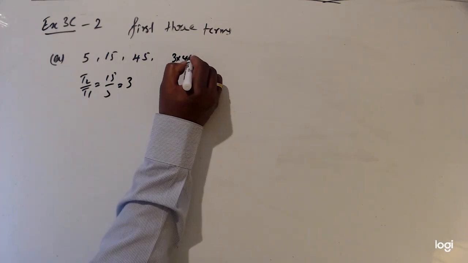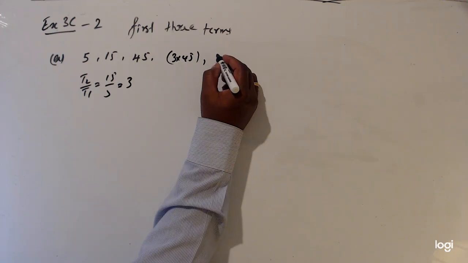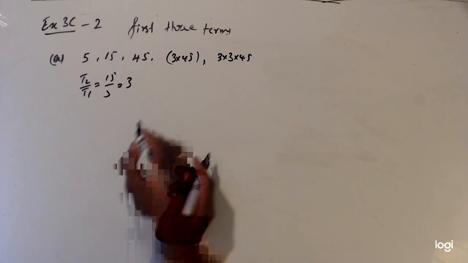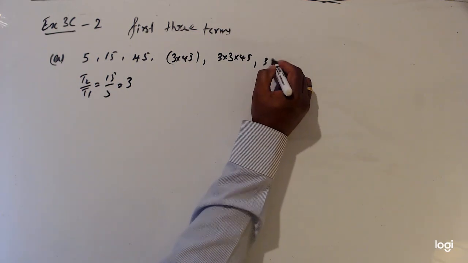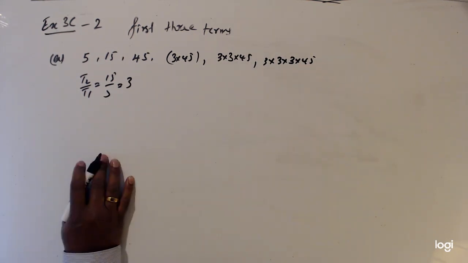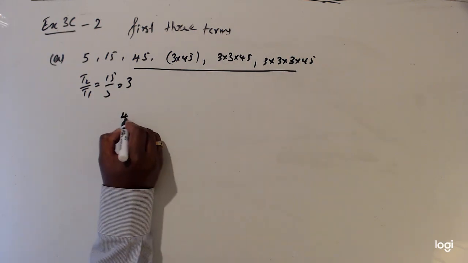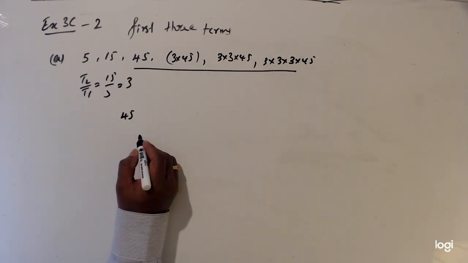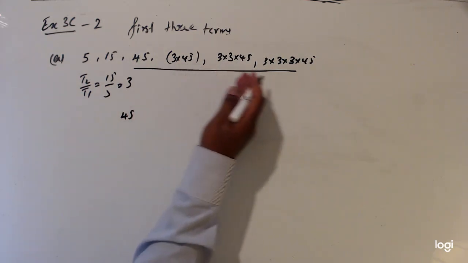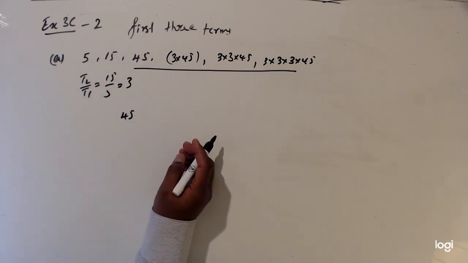3 times 45. Then the next term is 3 times 3 times 45. The next term is 3 times 3 times 3 times 45. If you look at this, starting from 45, assume this is the first term and this is the second term. So this is another geometric sequence starting from 45.